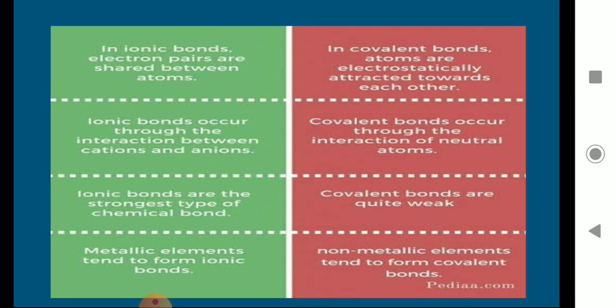Non-metallic elements tend to form covalent bonds. If non-metallic elements are together, they form covalent bonds. Like hydrogen, oxygen, these are non-metallic. Chlorine is non-metallic. Carbon and hydrogen are non-metallic. Non-metallic means they are non-metals. And metallic elements form ionic bonds. So an ionic bond is formed between metals and non-metals.